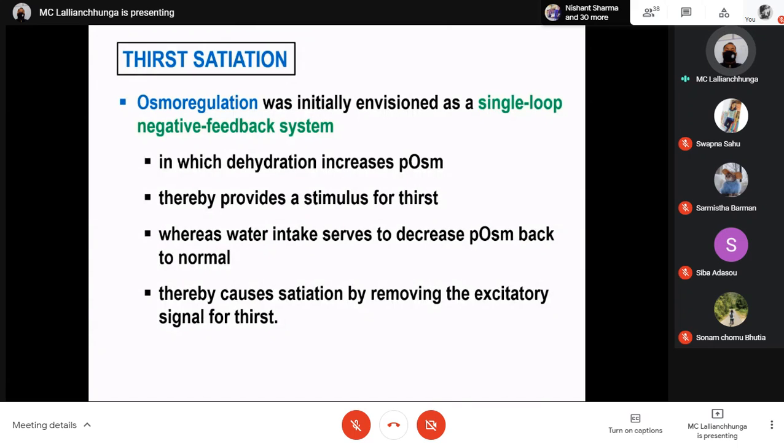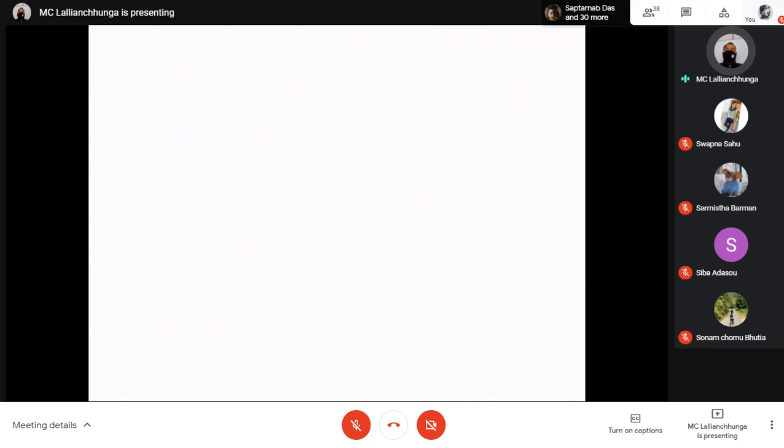So this is very simple. Suppose you are feeling thirsty because of an increase in plasma osmolarity. Then you take water, and drinking water removes that thirst, or causes satiation by removing the excitatory signal for thirst. But what exactly is happening behind this? We have to discuss that.